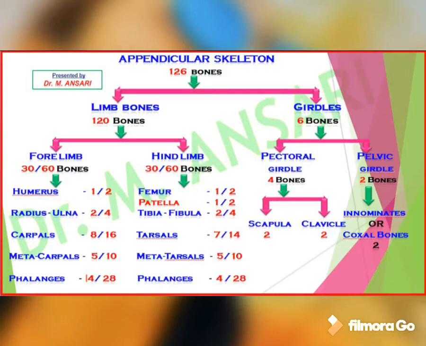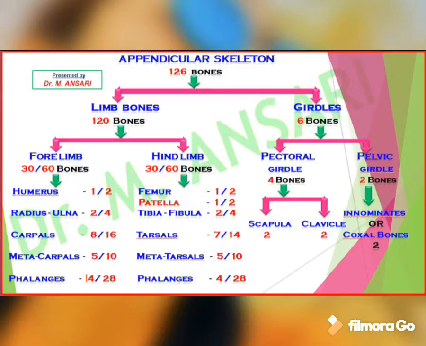The bones of each forelimb are 1 humerus, 2 radius and ulna, 8 carpals, 5 metacarpals and 14 phalanges. In the other forelimb, the same bones, which means 60 bones together in both forelimbs. Like this, the bones present in each hind limb are 1 femur, 1 patella or knee bone, 2 tibia and fibula, 7 tarsals, 5 metatarsals and 14 phalanges.